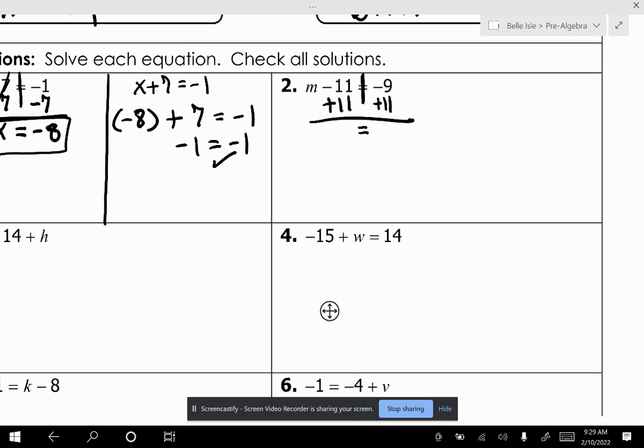So we have negative 11 on the left side, right? You want to get that to 0 so that you can move the 11 over. So what happens to the 11s? They cancel out. You bring down your m. What's negative 9 plus 11? Positive 2.